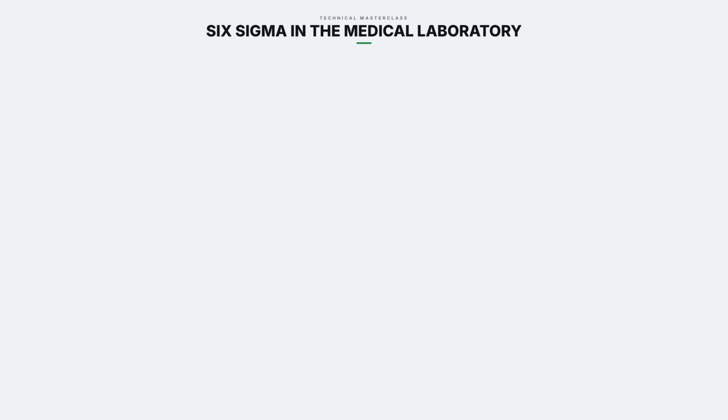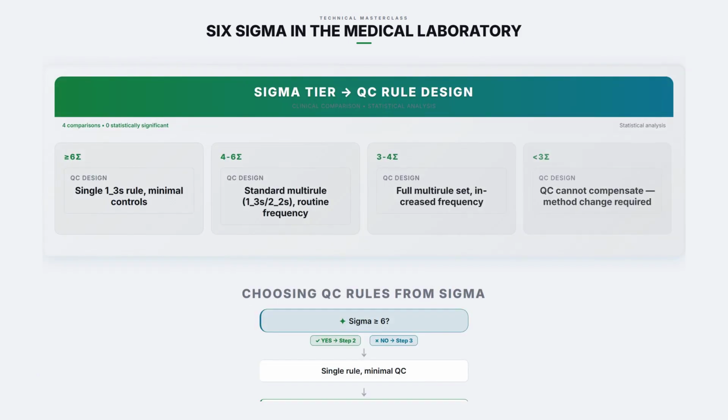This is the payoff of the whole framework. Sigma tells you exactly which Westgard rules and how much QC frequency a given method actually needs, instead of applying the same multi-rule set everywhere by default.